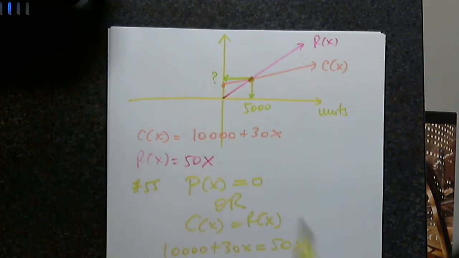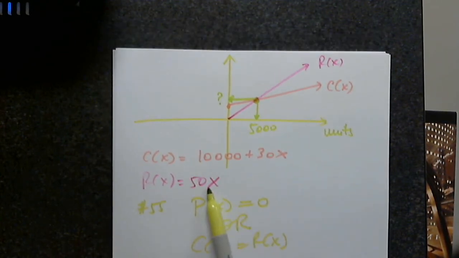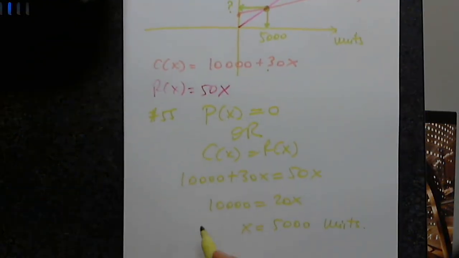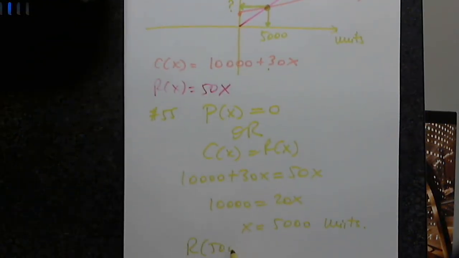What is this number? How do I get it? It doesn't matter where I go back. I can go back here and multiply by 5,000, or I can go back here and multiply by 5,000 times 30 plus 10,000. The number has to be the same, and we'll check in a minute. So the revenue at 5,000 equals 50 times 5,000, which is 25 and I count the zeros: 1, 2, 3, 4.